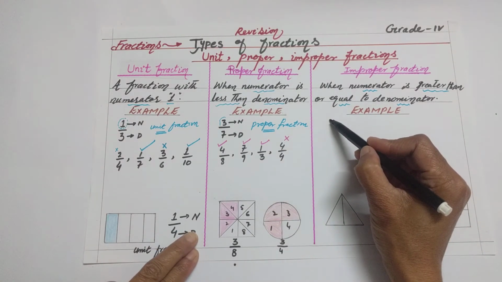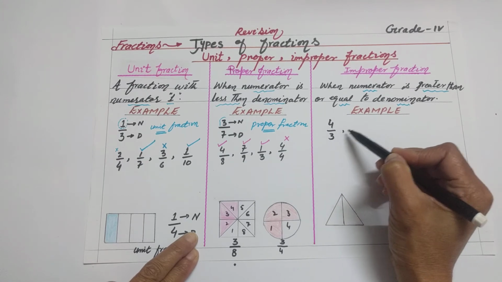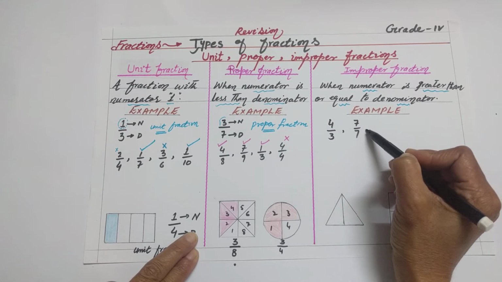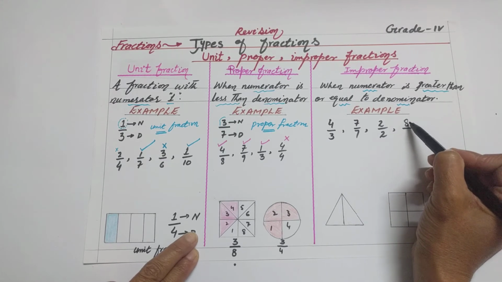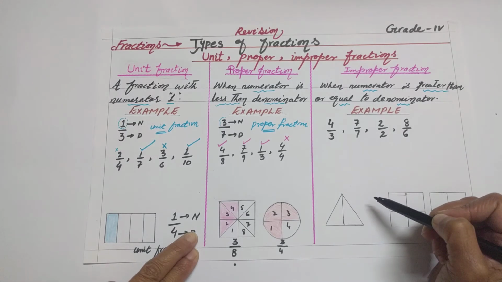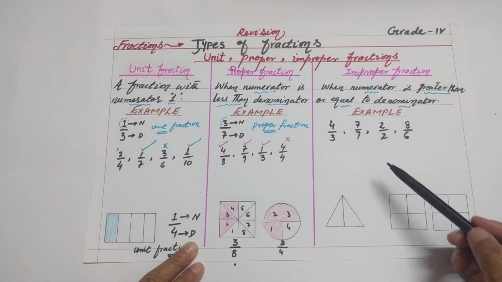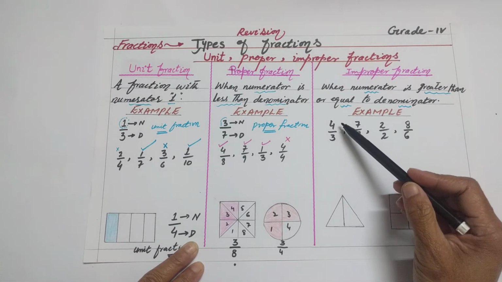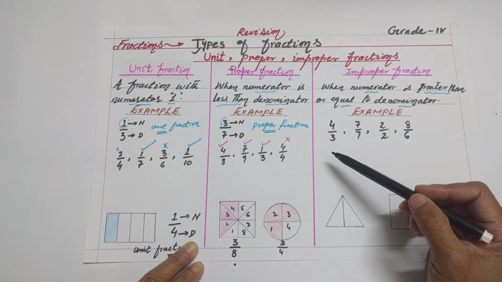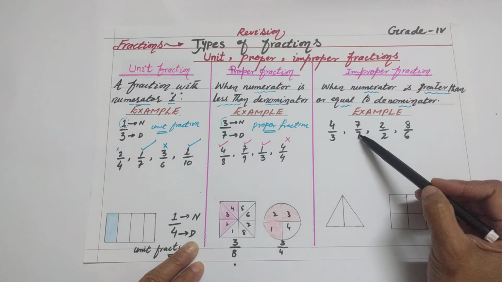if I write 4 by 3, or 7 by 7, or 2 by 2, or 8 by 6, these all fractions represent improper fractions. Why? Because in the fraction 4 by 3, 4 is greater than 3. It means this one is an improper fraction. Here in 7 by 7, both are equal. The numerator is equal to the denominator. So this one is also an improper fraction.